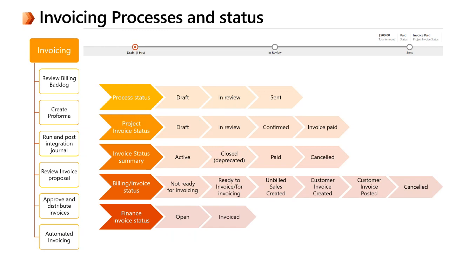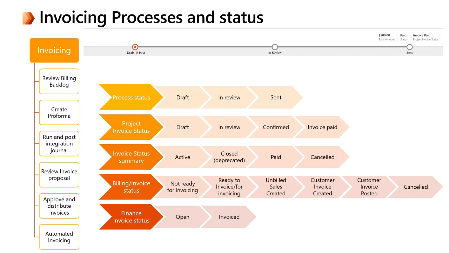So now I'd like to bring your attention to the different statuses that you're going to see throughout this. When you create a pro forma invoice, on the top, you're going to see these draft invoices. This is the process that you actually can build and customize yourself, and you can manually move through these different process statuses. The project invoice status and the invoice status summary. Historically, status is built from sales and PSA respectively.